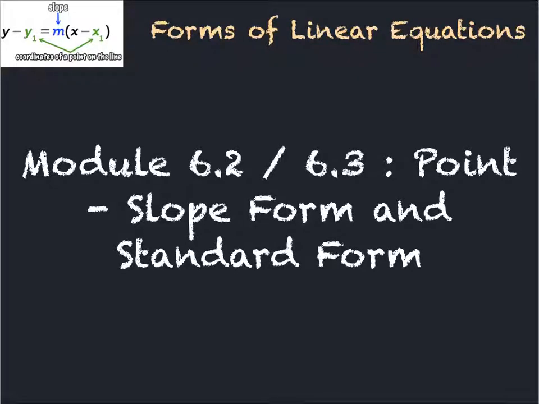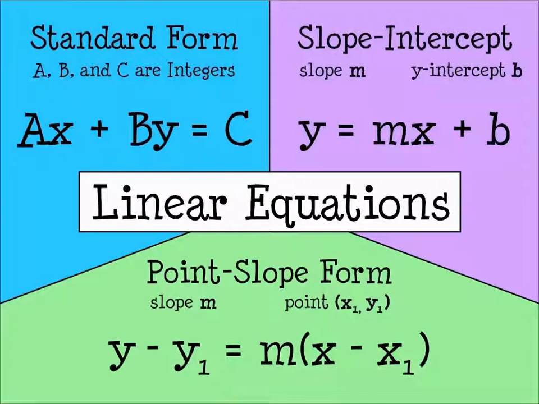All right, we're going through two modules today, point slope form and standard form. Let's get to it. So here we have the different forms of linear equations: standard form, slope intercept form, and point slope form. Standard form you've already seen in the past, and we used this back in module 5. And it was very useful when we were trying to find the x and y intercepts.